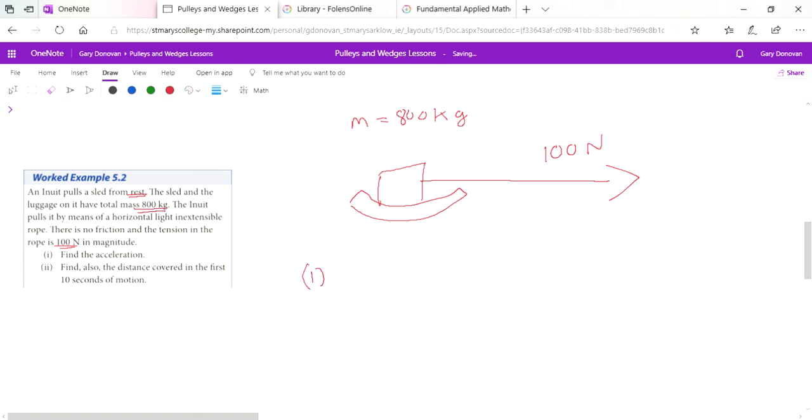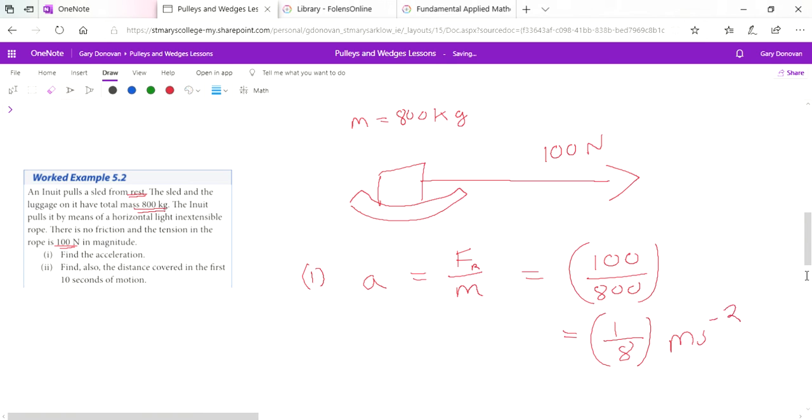1. Find the acceleration. So that's easy. a equals F over m. We've no backwards force this time, so our F is just going to be 100 divided by 800. Let's leave that as 1 over 8 meters per second squared. And don't forget the unit for acceleration is meters per second squared.